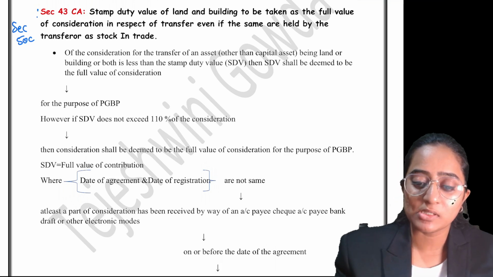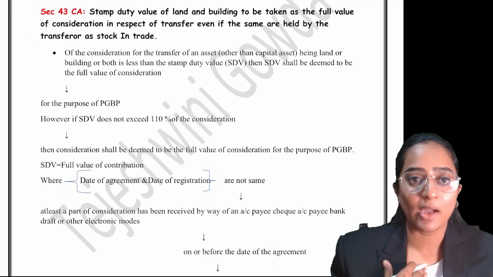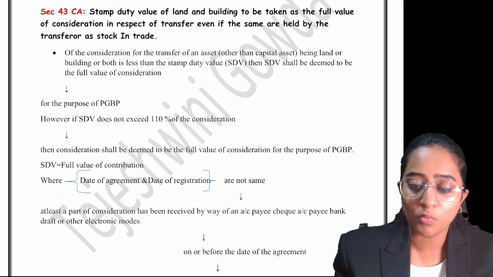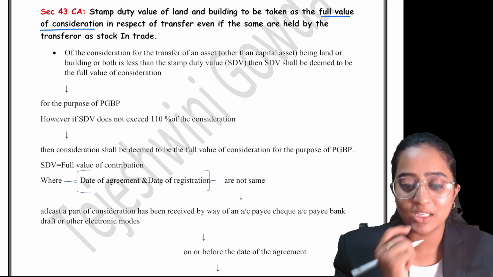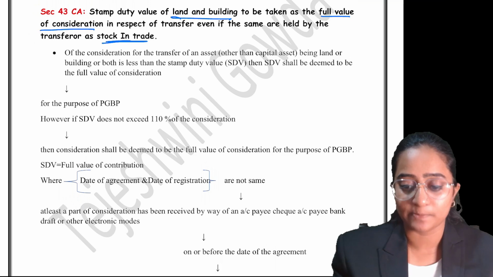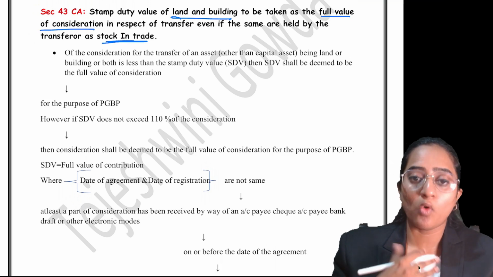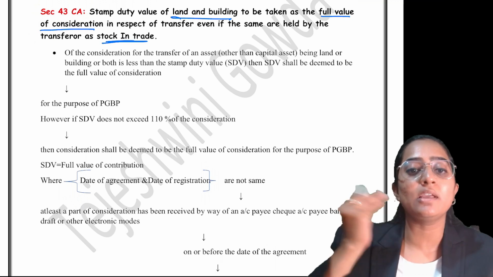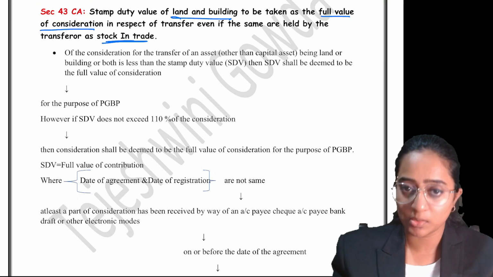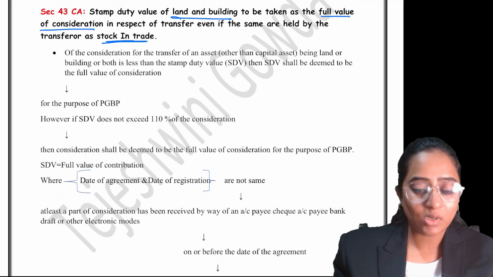Let's try to understand section 43CA, wherein we have to determine the full value of consideration in case of land, building, or both, if it is held as stock in trade. So if I want to calculate the consideration that I'm going to charge under section 43CA, it has to be based on the provisions mentioned. What does the provision say?